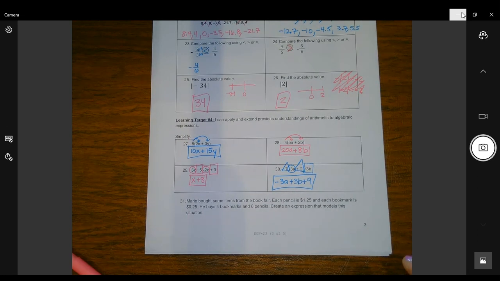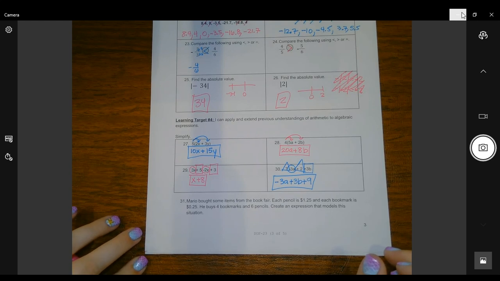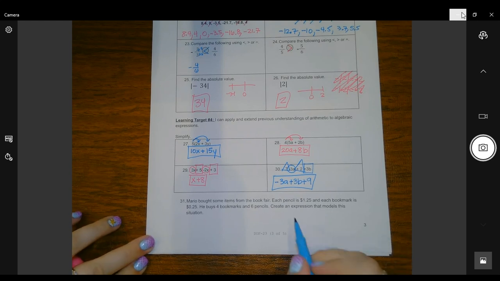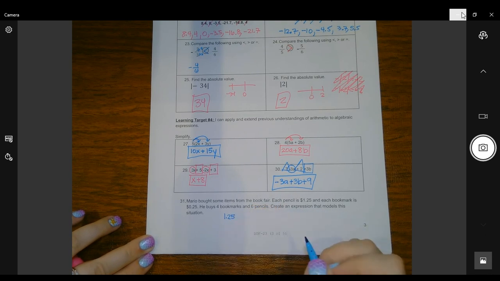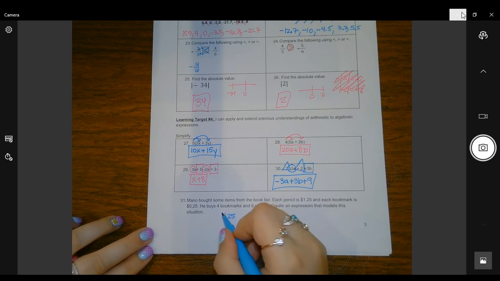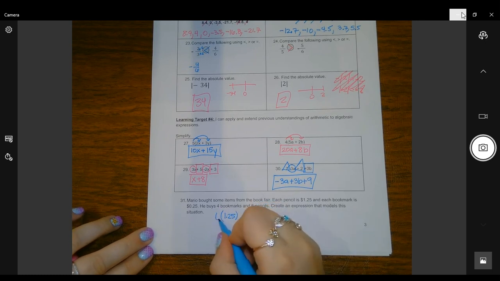Okay, last one for this page. It says, Mario bought some items from the book fair. Each pencil is $1.25. And each bookmark is 25 cents. He buys 4 bookmarks and 6 pencils. Create an expression that models this situation. Okay, so we're talking about pencils and bookmarks, right? So a pencil is $1.25. And how many pencils did he buy? He bought 6 of them.